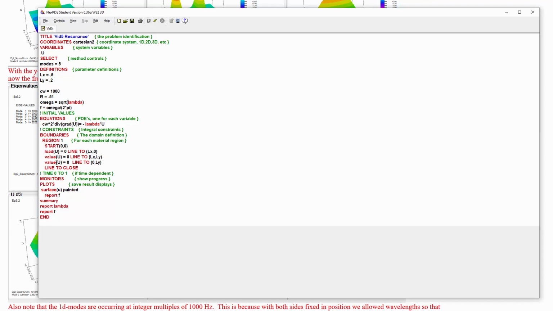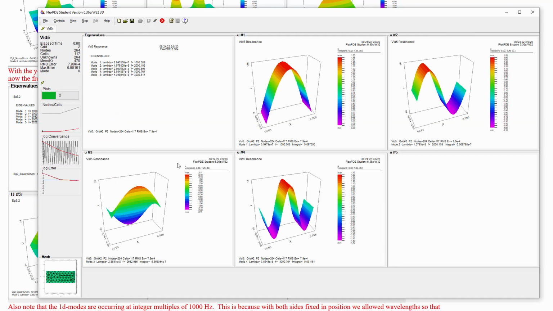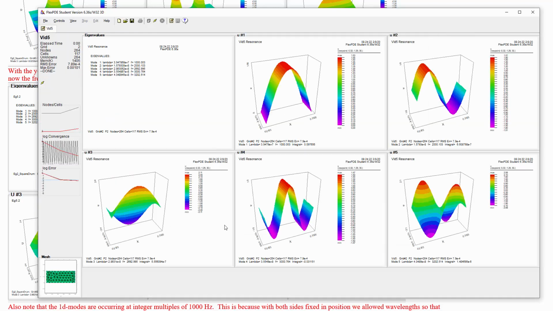This is x equals Lx. And then on the top of it, we'll set load of u is 0 again. As we decrease x back, that's the far y surface, y equals Ly. And then we'll set value of u equals 0, a pinned boundary condition on x equals 0. Okay, so this does this sort of a setup.